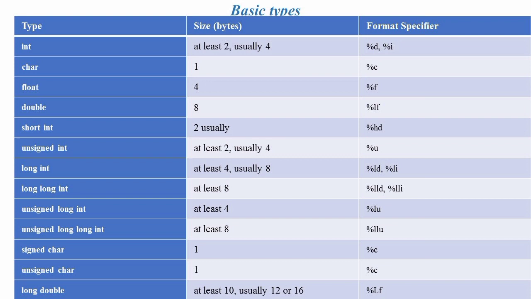And for unsigned long long int, the size is at least 8 bytes, and the format specifier is %llu. And for signed char, the size is 1 byte. The format specifier is %c. And for unsigned char, the size is 1 byte and the format specifier is %c. And for long double, the size is at least 10 bytes, usually 12 or 16 bytes. And the format specifier is %Lf.